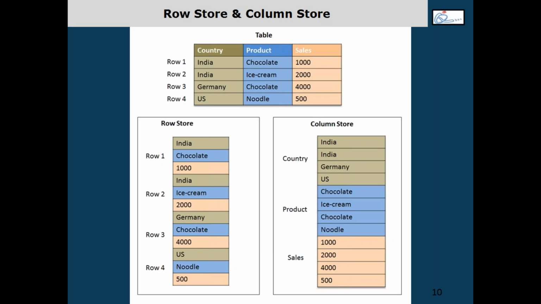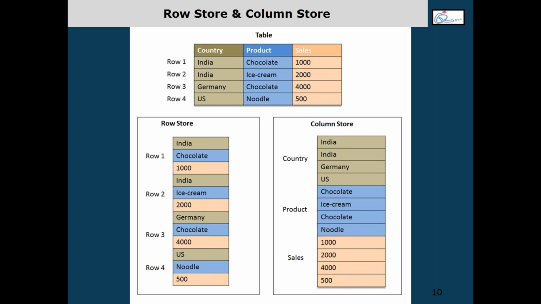Now, when I want to insert data into a table, I would like to analyze whether row store is better or column store is better. I would like to insert a new record saying insert data into this table, values, Nepal, and some ice cream, and then say some sales 1,000. Now, which one is better? Row store. Everyone says row store is better.